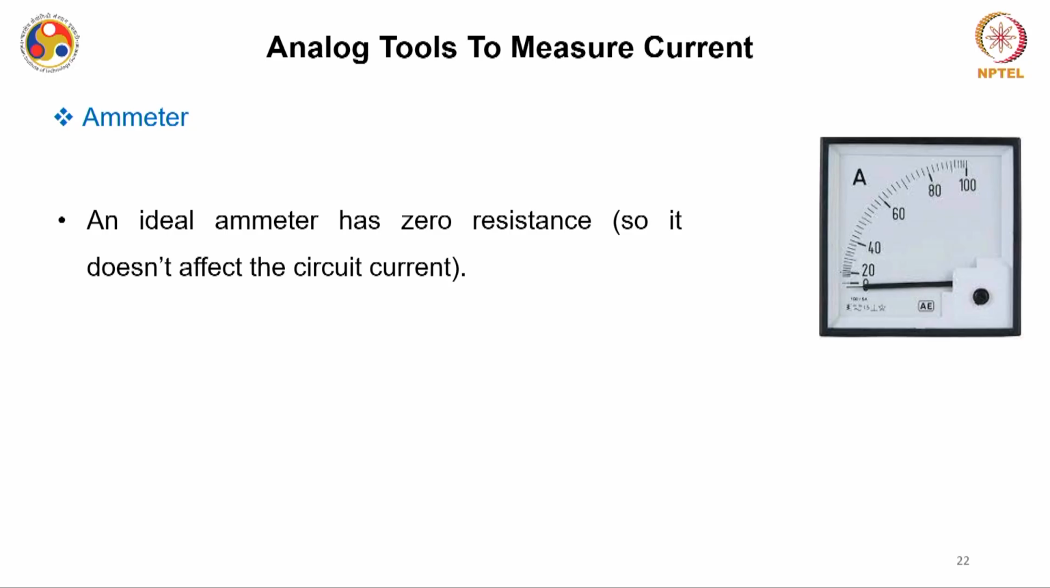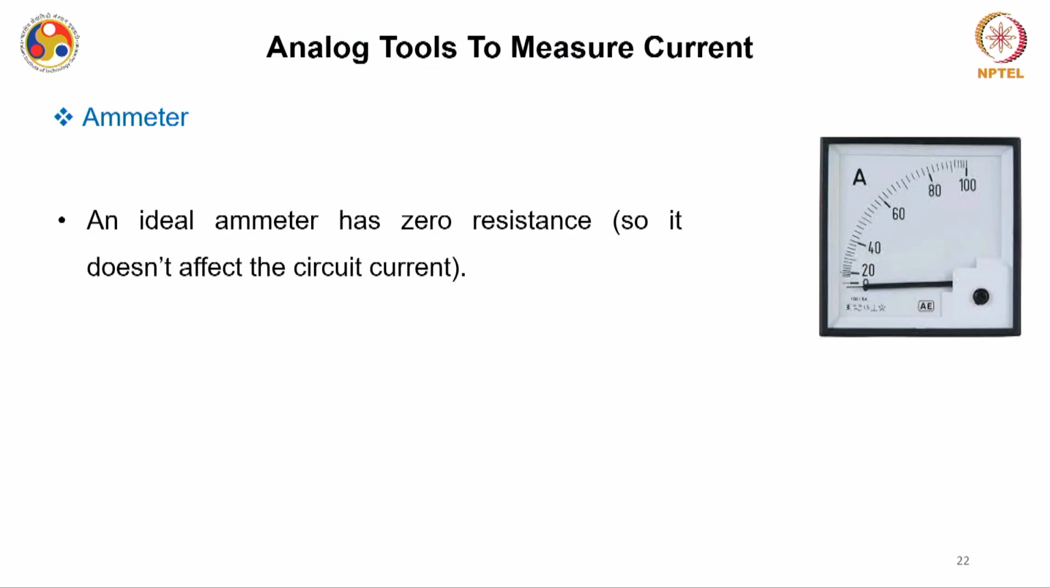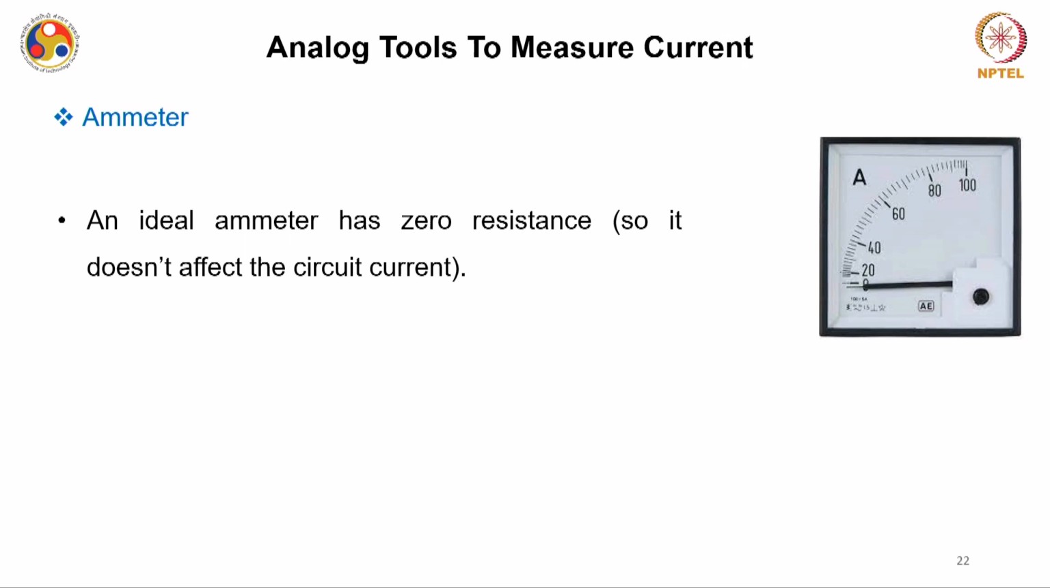An ideal ammeter has zero resistance, because if it has a finite resistance, it will interfere with the current which is flowing and the measurement will not be accurate. If it is 0, it will not affect the circuit current; if it is not 0, it will affect the overall circuit current. However, a real ammeter has a small but certain finite resistance. It cannot be 0. This small resistance can cause a slight voltage drop in the circuit, and a small measurement error will happen compared to the ideal case.